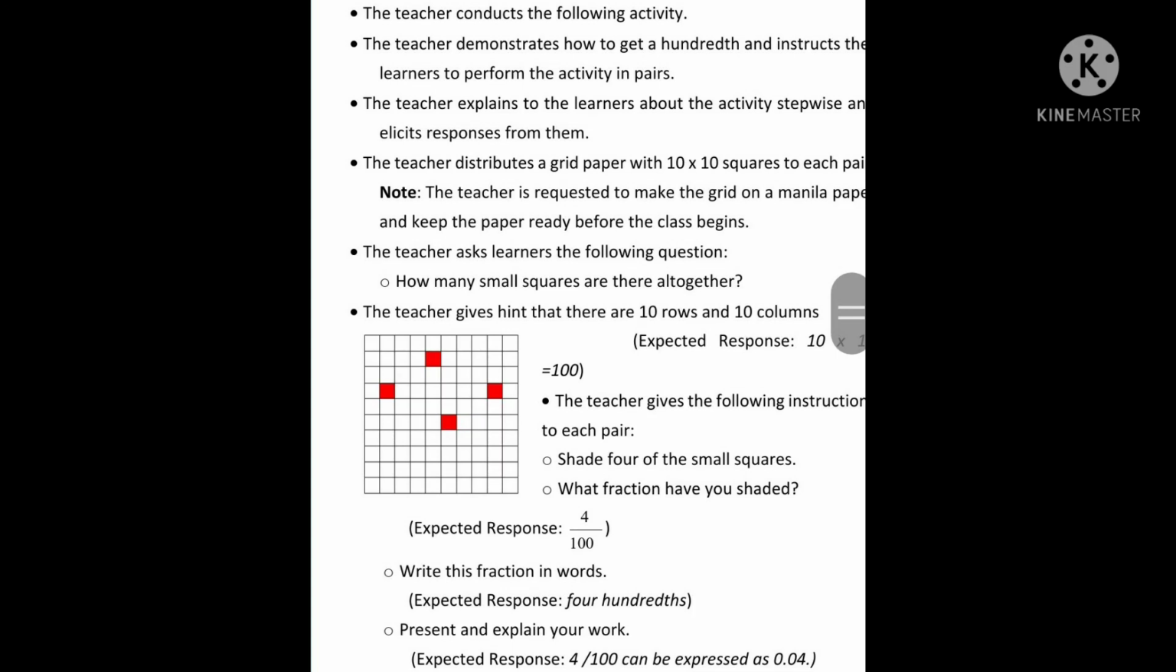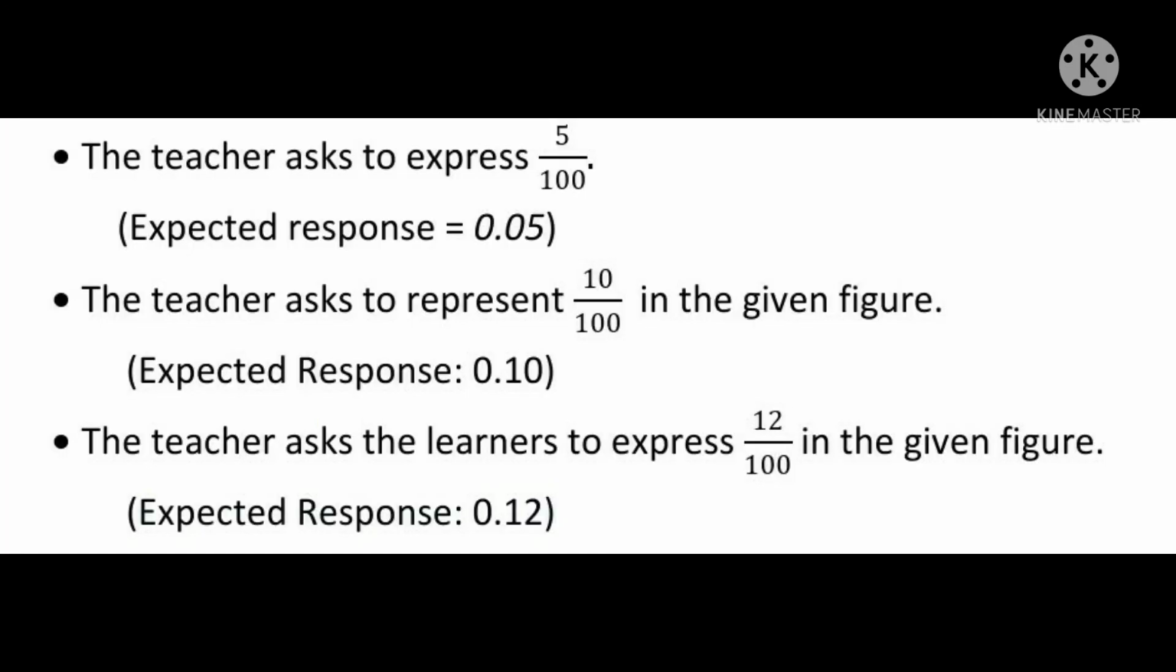Then the teacher asks the students to express 5 upon 100. The expected response would be 0.05. Then the teacher asks them to represent 10 upon 100 in the given figure. The expected response would be 0.10. Then again, the teacher asks the students to express 12 upon 100. The expected response would be 0.12.